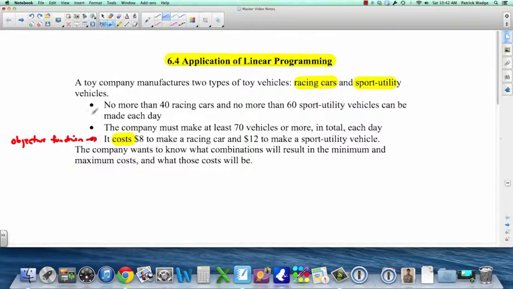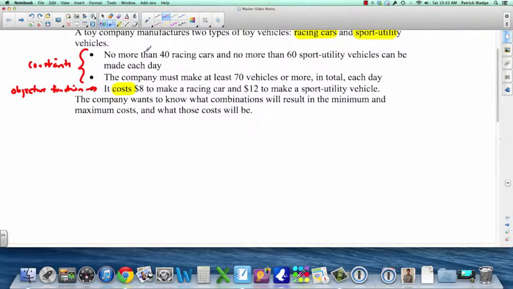Okay? How about these first two bullets? No more than 40 racing cars and no more than 60 sport utility vehicles can be made each day. And the company must make at least 70 vehicles. Do you see these are constraints? The company can't make as many or as few racing cars and sport utility vehicles as they want. There's some constraints on them, and these are the rules they have to follow when they're making the cars and the SUVs. Okay, so we have to come up with the inequalities based on these constraints.